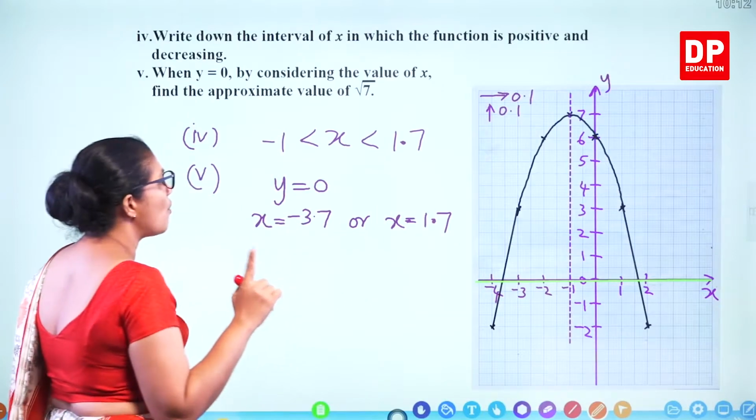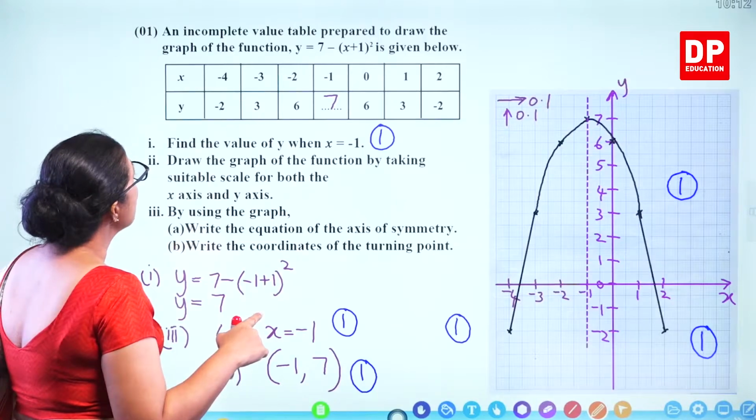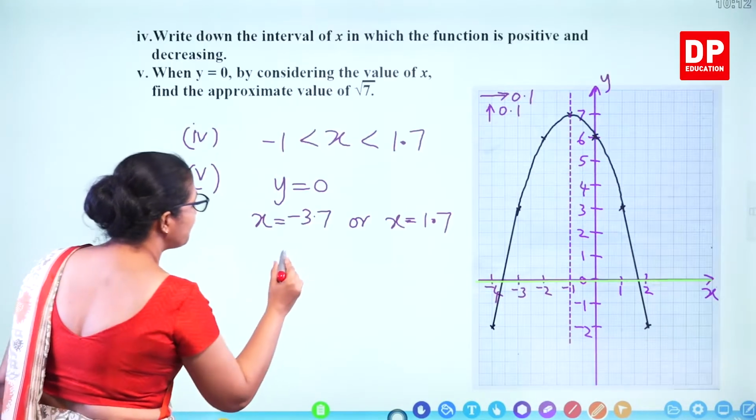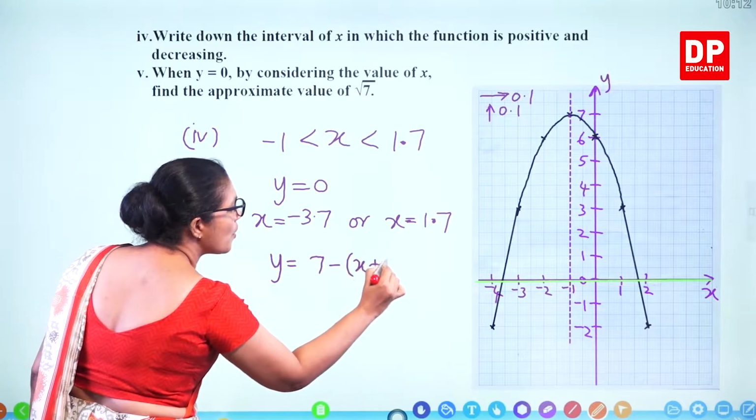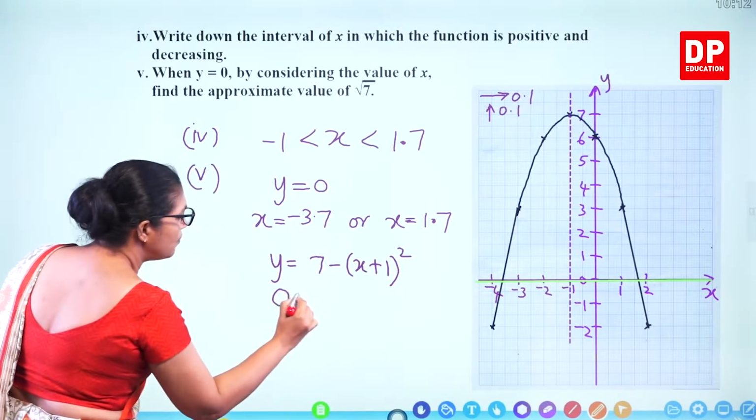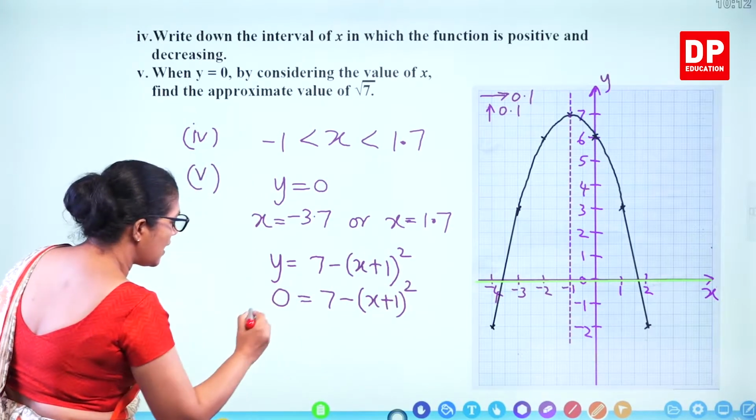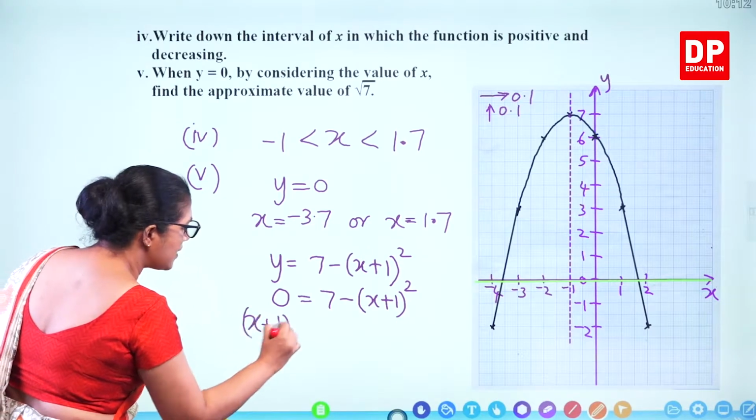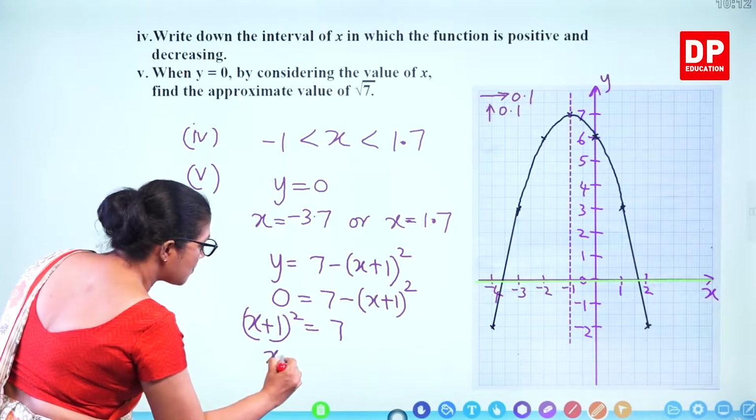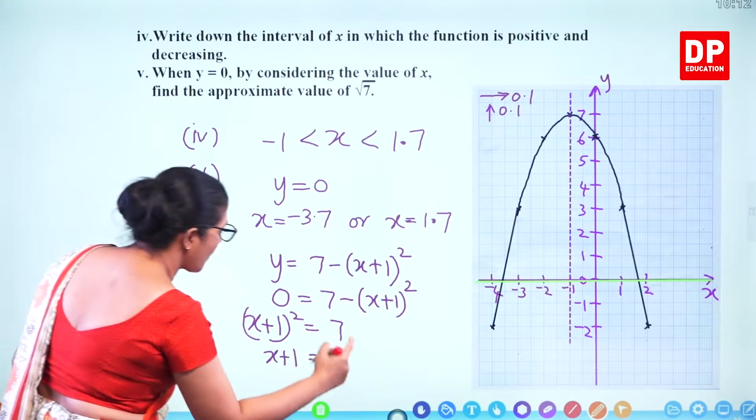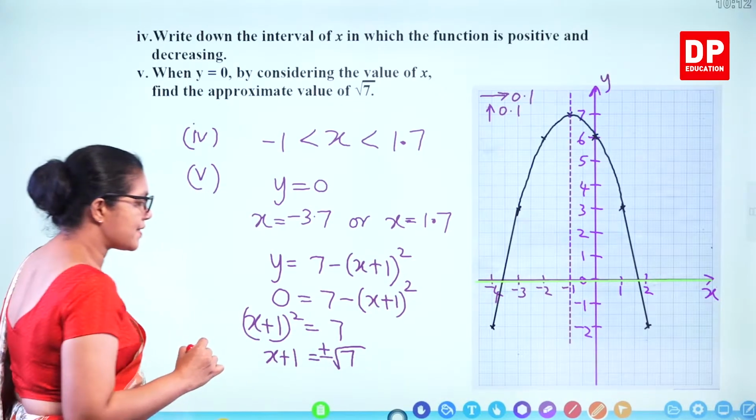Now, if y equals 0, what's the equation? Y equals 7 minus (x plus 1) squared. Y equals 0, you get this. Take it to the other side: (x plus 1) squared is equal to 7. Take the square root of both sides. X plus 1 becomes root 7, and this becomes plus or minus.